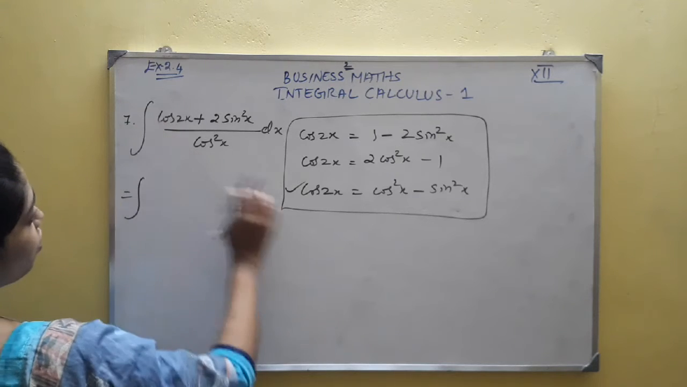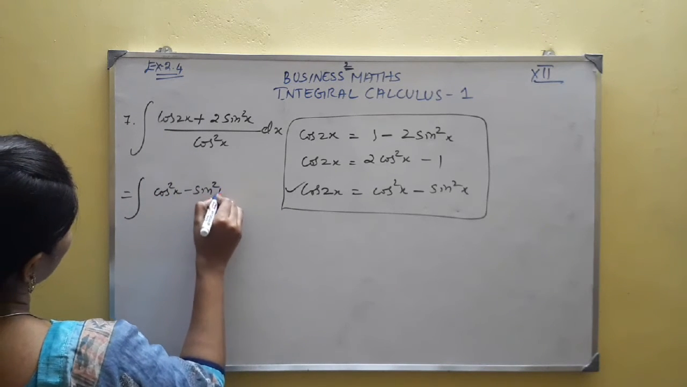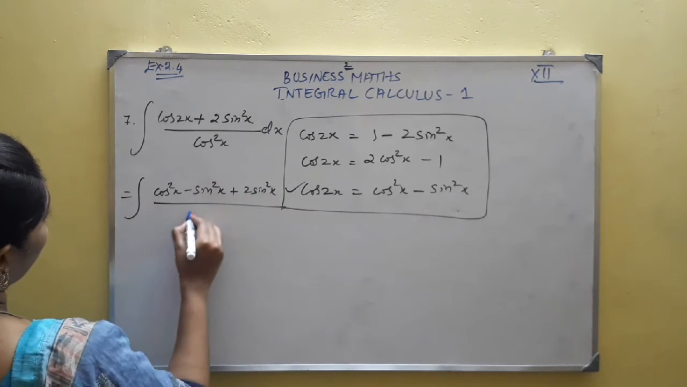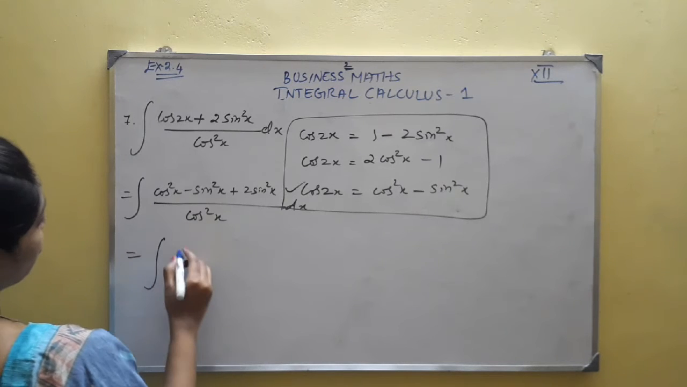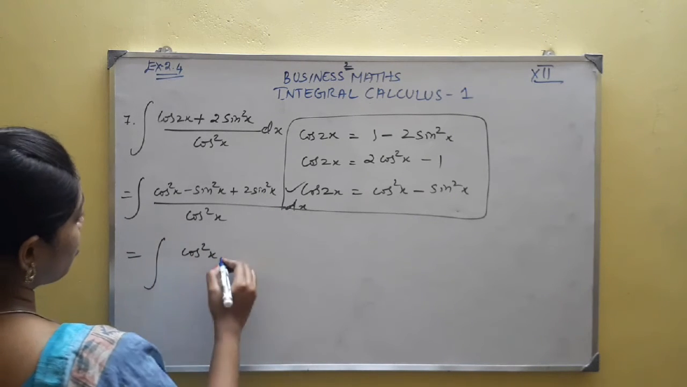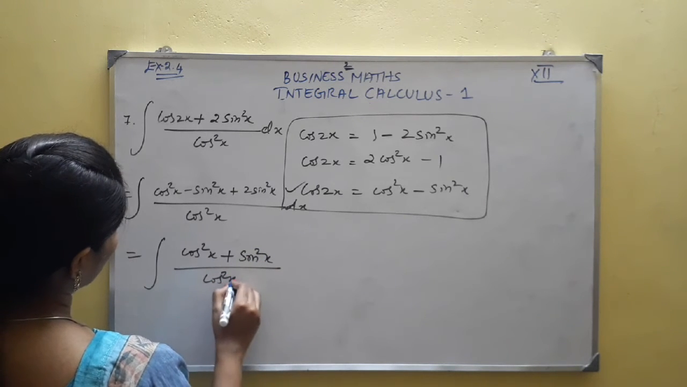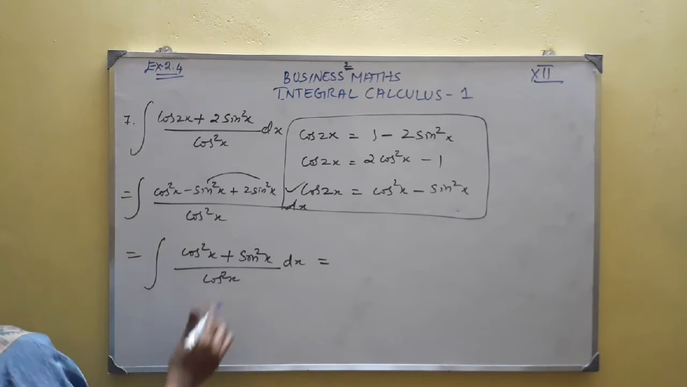So in the place of cos 2x, I am going to write cos square x minus sine square x plus 2 sine square x, divided by cos square x into dx. So this is actually cos square x minus sine square x plus 2 sine square x, which gives me cos square x plus sine square x, divided by cos square x into dx.